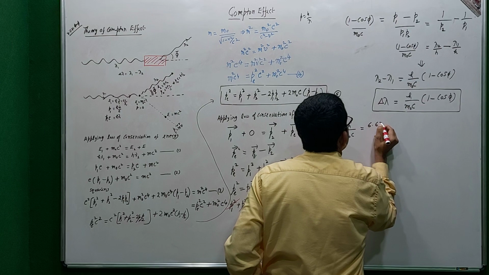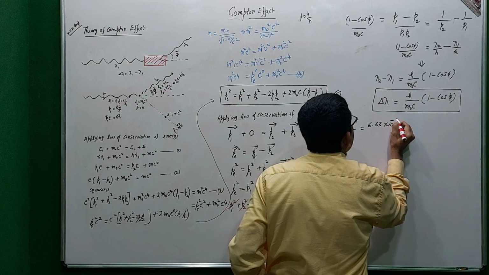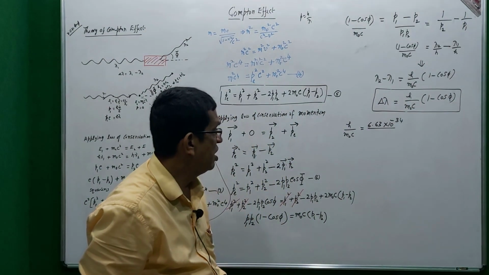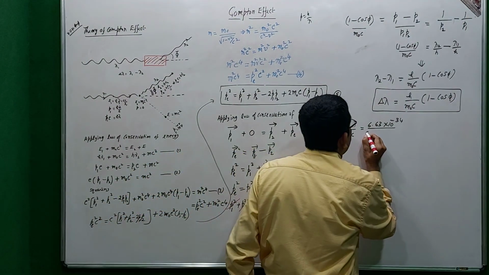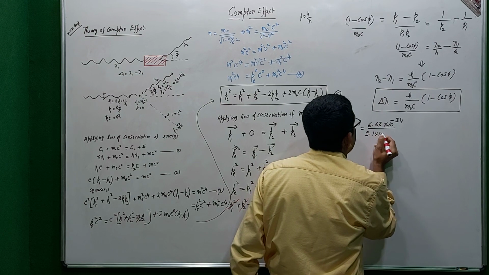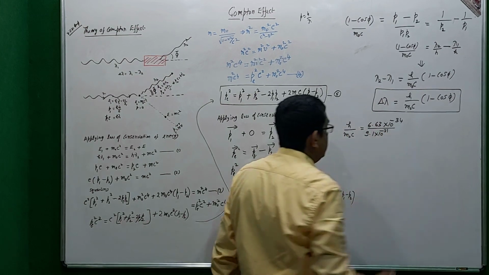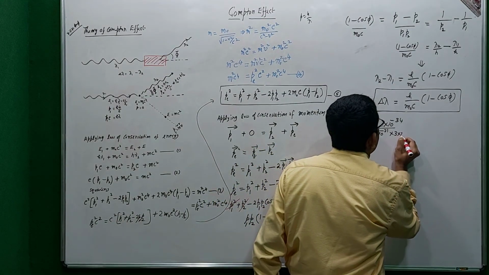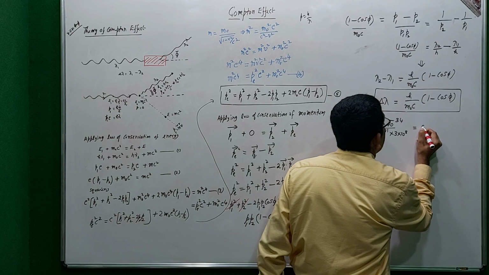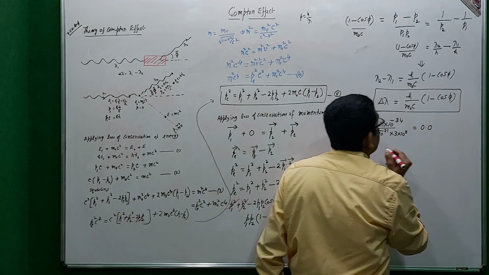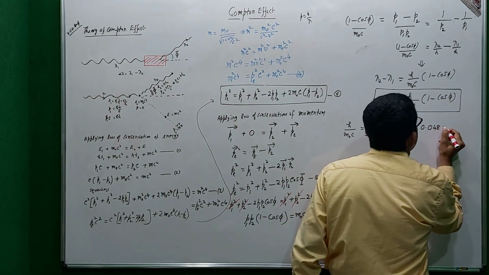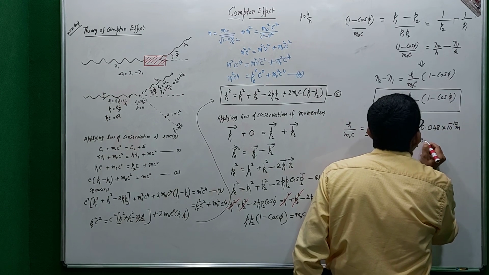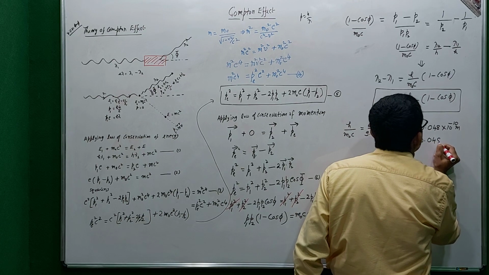H is equal to 6.63 into 10 to the power minus 34 joule second. That is the value of Planck's constant. And what is the mass of the electron? That we already know, 9.1 into 10 to the power minus 31 kg. Velocity of the light, 3 into 10 to the power 8. And this comes out to be, if you find out, 0.48 into 10 to the power minus 10 meter.